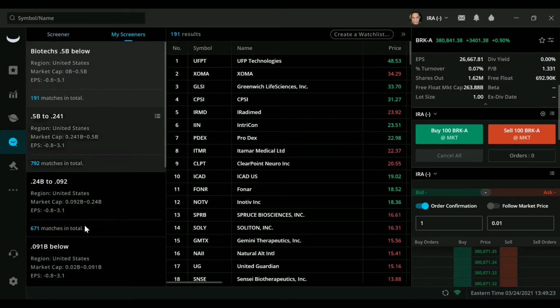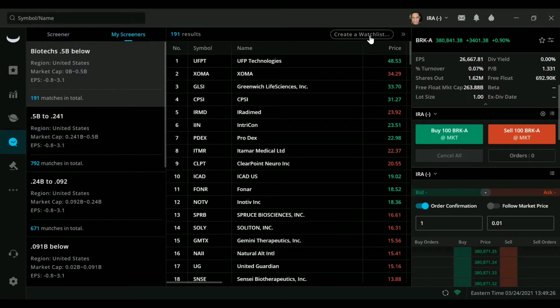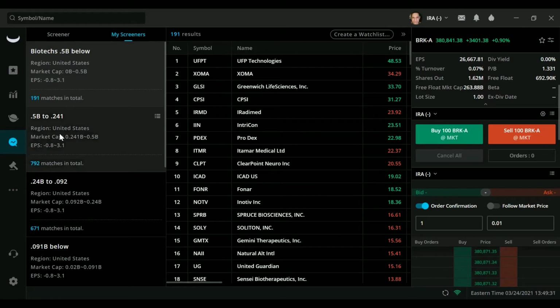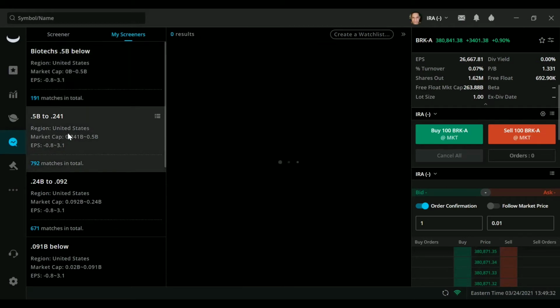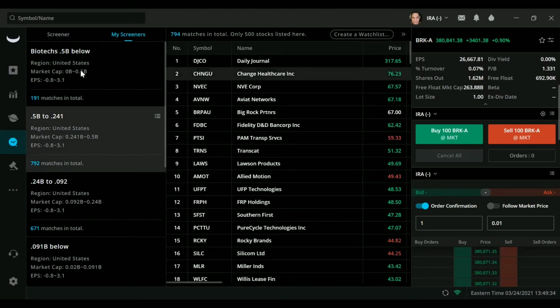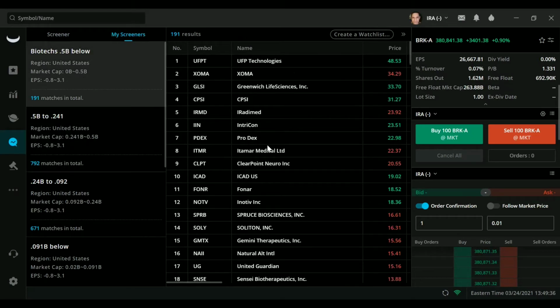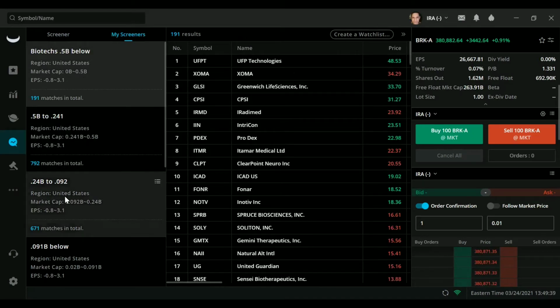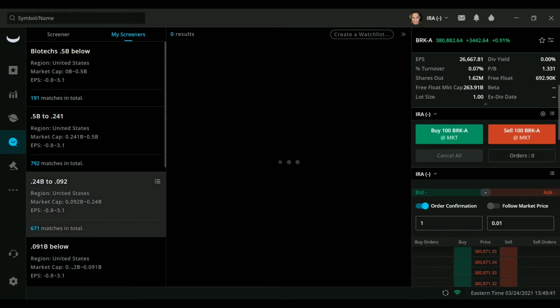These are my own screeners, the ones that I've created. You can create your own. It says create a watch list if you'd like. And as I created these, now I can search automatically for stocks. There we go. Biotechs, 0.5 billion or below. There we go, and so on. So you get a different list.